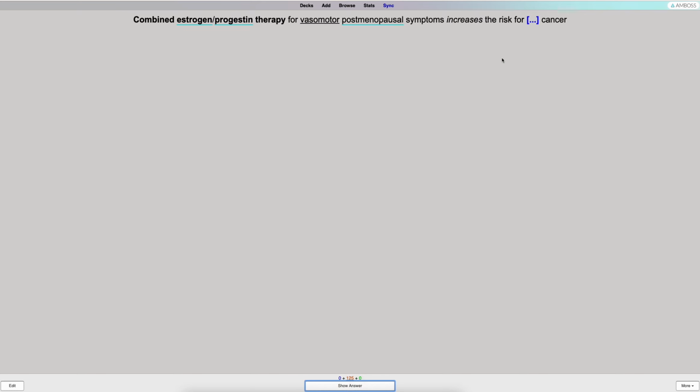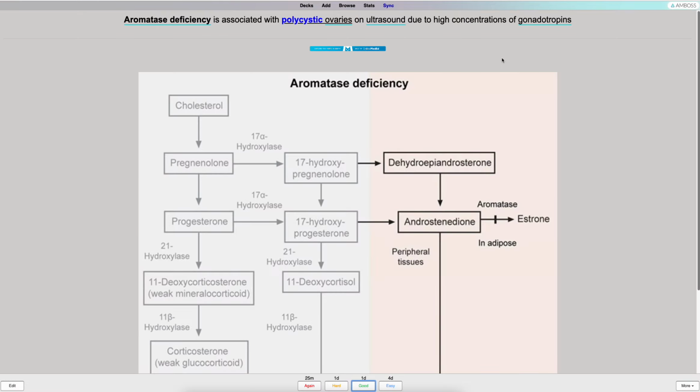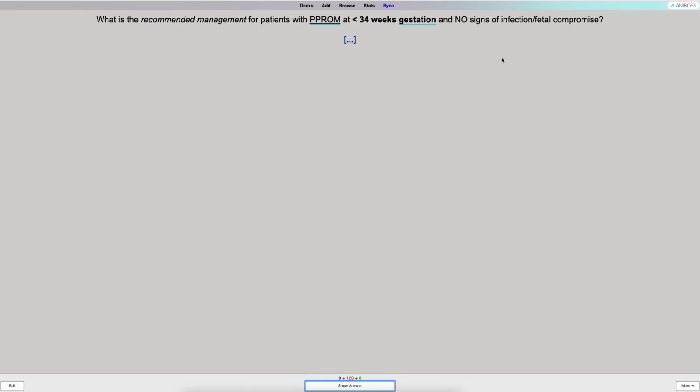Combined estrogen progesterone therapy for vasomotor postmenopausal symptoms increases the risk of endometrial and breast cancer. Aromatase deficiency is associated with what kind of ovaries on ultrasound due to high concentration of gonadotropins? Polycystic.